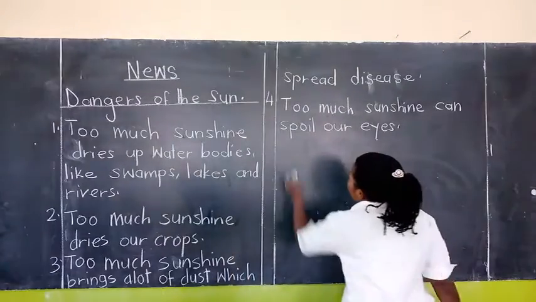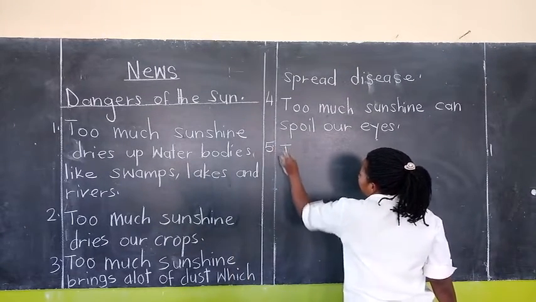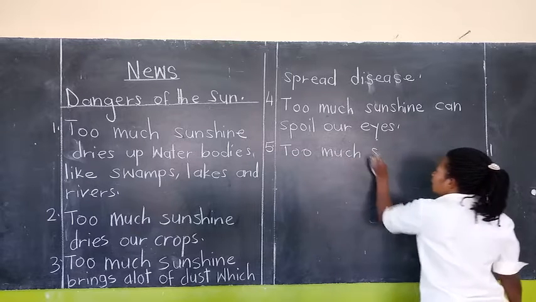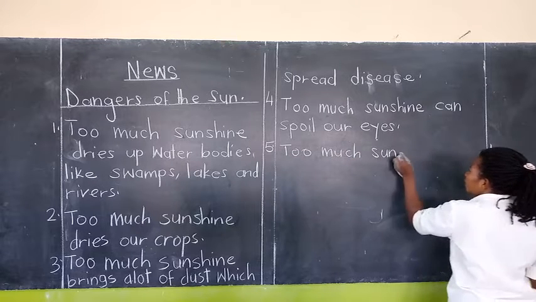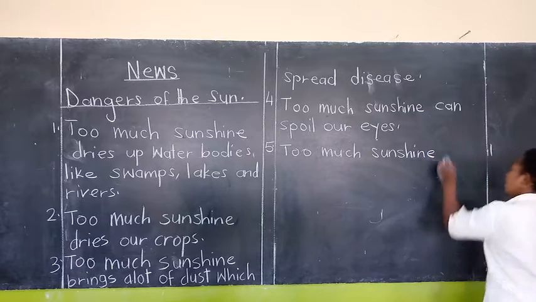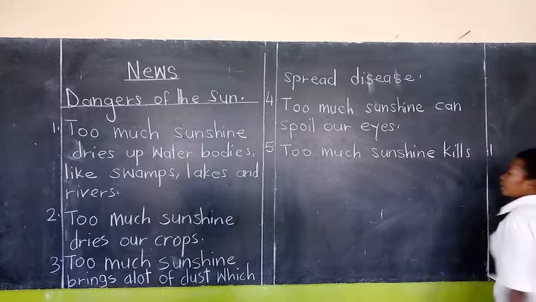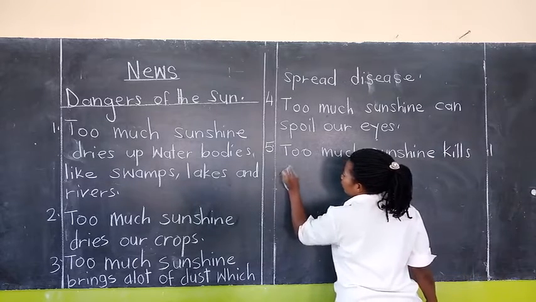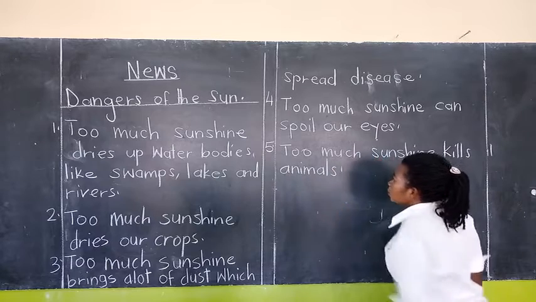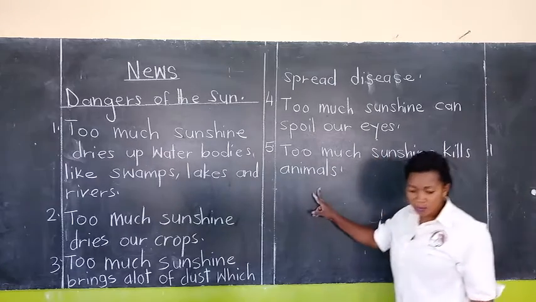Okay, we say too much sunshine kills animals. So we say too much sunshine kills animals.